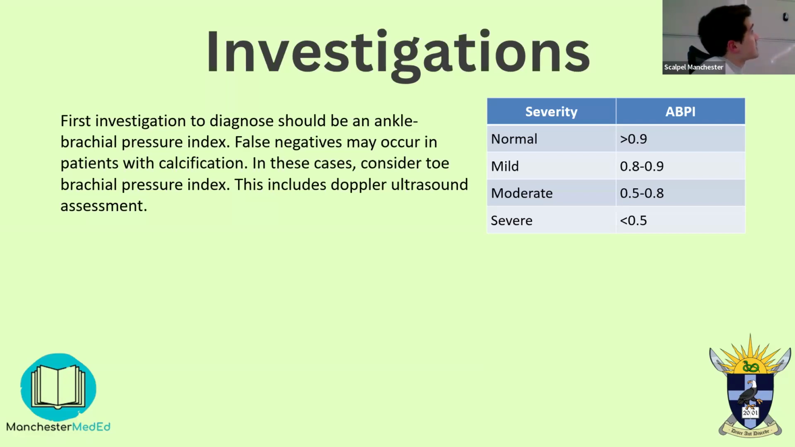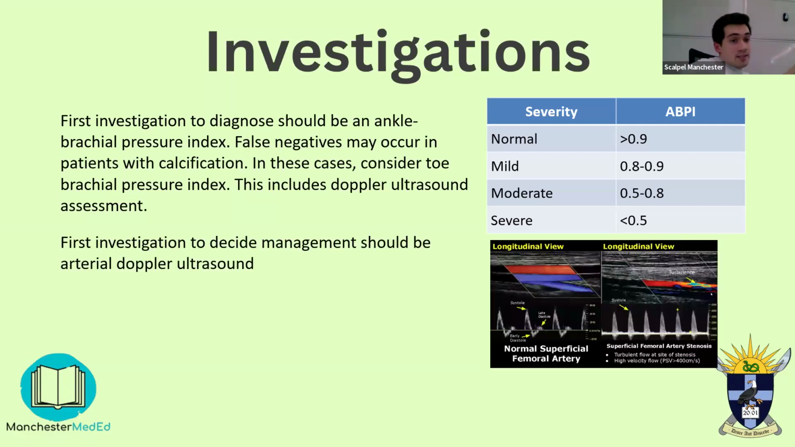So in these cases, you want to do a toe brachial pressure index. So it's exactly the same thing. Cuff, but instead of on the ankle, it's on the toe. You measure the toe pressure, you do it as a ratio. There's a slightly different set of values for that. So if you're looking at toe pressures, then less than 0.3 is diagnostic of CLTI. The one thing you do when you do the ABPI is a Doppler ultrasound assessment. The second line investigation you want to do is a duplex ultrasound assessment.